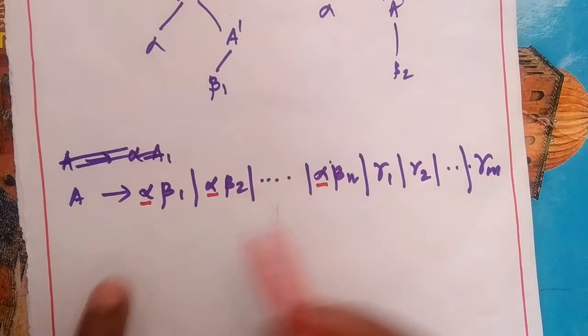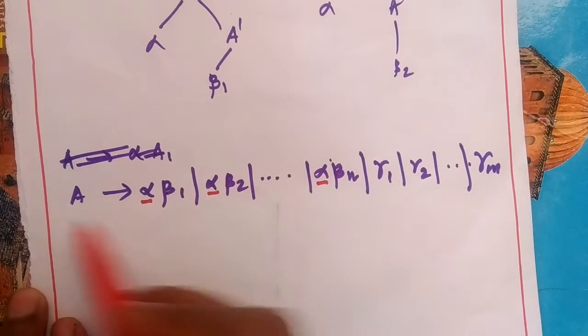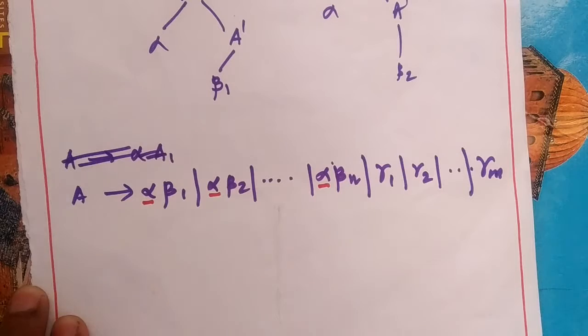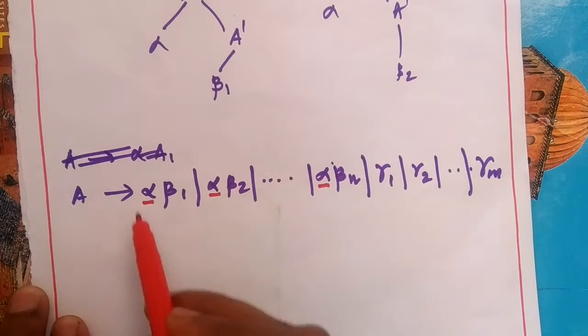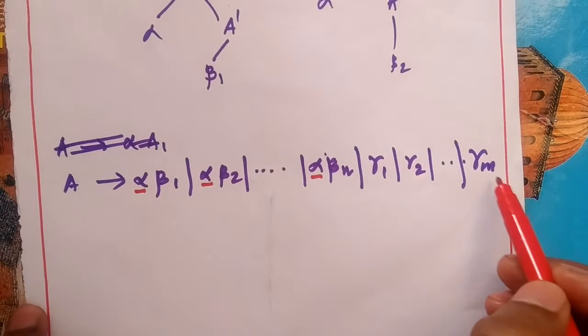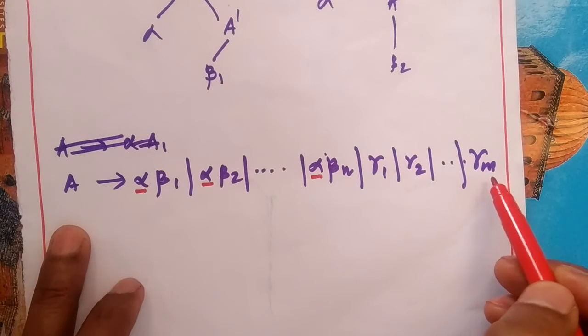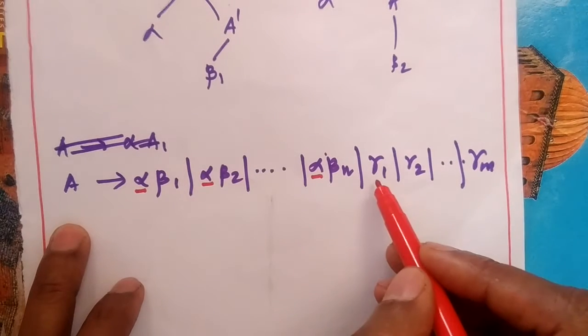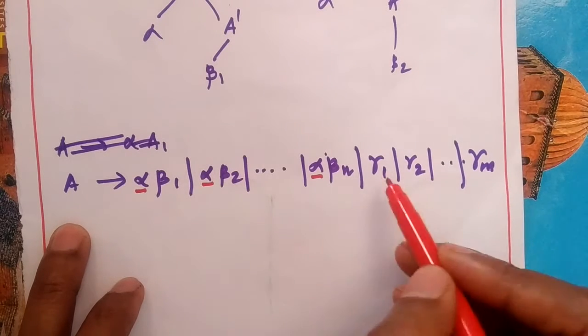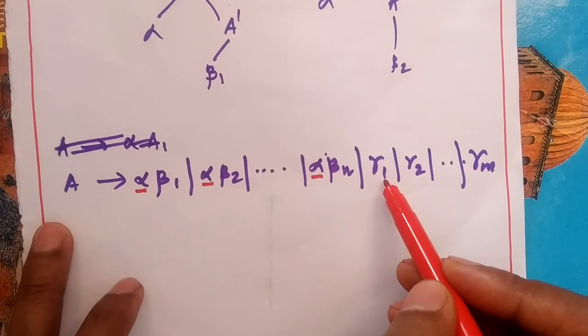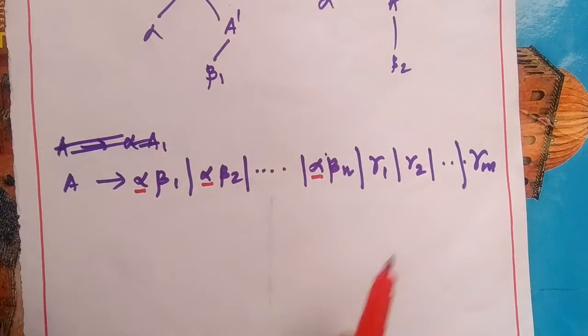That means there are n A productions where the body of each production begins with a common string alpha, and there are a few more A productions, that means m A productions, which do not begin with alpha. This is something different, gamma 1, gamma 2, etc, gamma m.